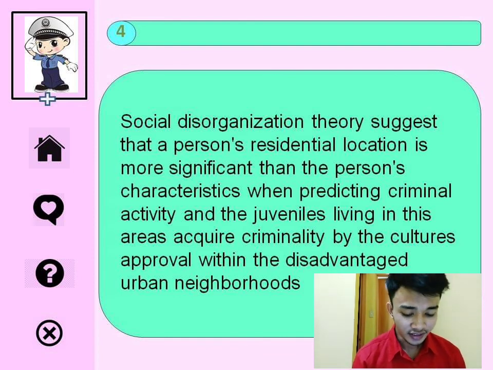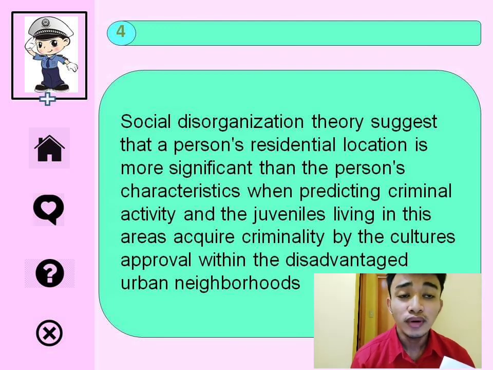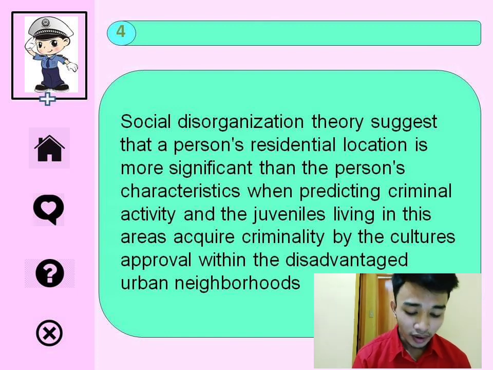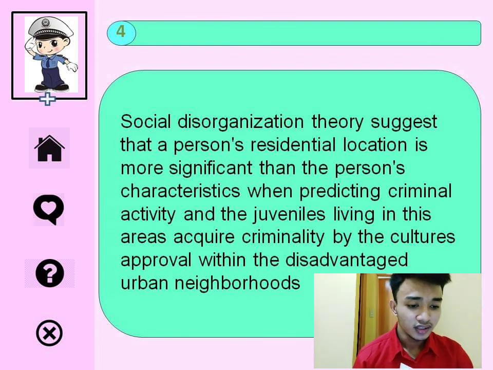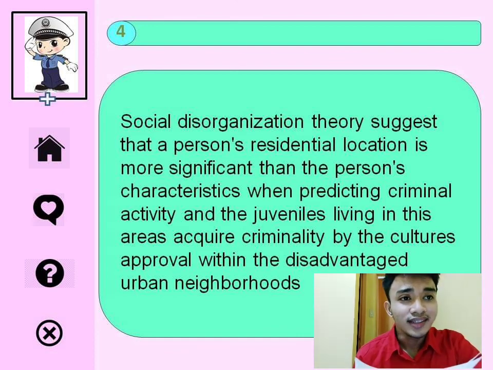Social disorganization theory suggests that a person's residential location is more significant than the person's characteristics when predicting criminal activity, and the juveniles living in these areas acquire criminality by the culture's approval in disadvantaged urban neighborhoods. So what is the meaning of these slides? Meaning, social disorganization indicates a person's residential location, and this theory is said to be more significant than the characteristics of a person, and those who live here are young people who already have crime in their lives. So let's move on to the next slides.